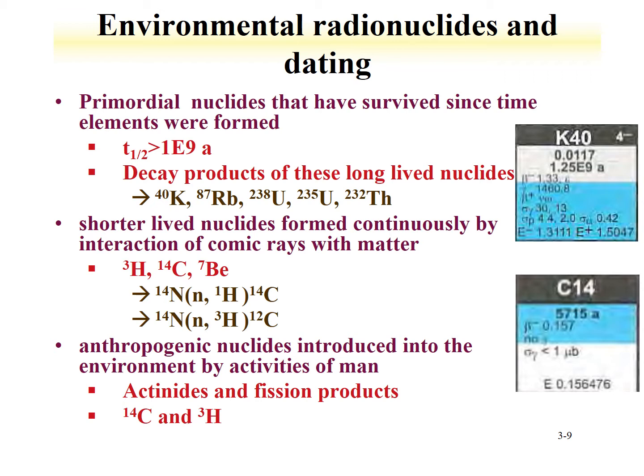Now, anthropogenic radionuclides have also been introduced, so radionuclides made by human activity. And these are primarily actinides and fission products. They also include carbon-14 and tritium, and these have been introduced, for instance, through weapons testing. All these radionuclides, particularly the naturally occurring ones, can be used to evaluate dating. However, if one is going to use carbon-14 or tritium, or anything that was introduced through anthropogenic activities, a normalization has to occur for accurate dating of these materials.